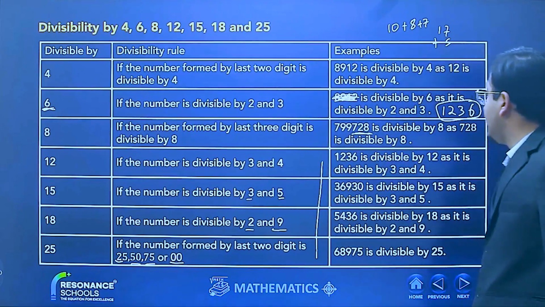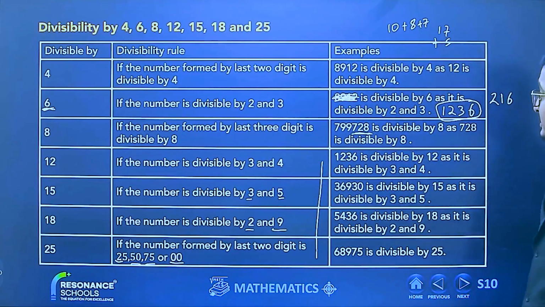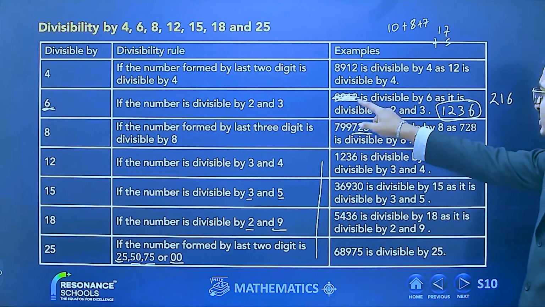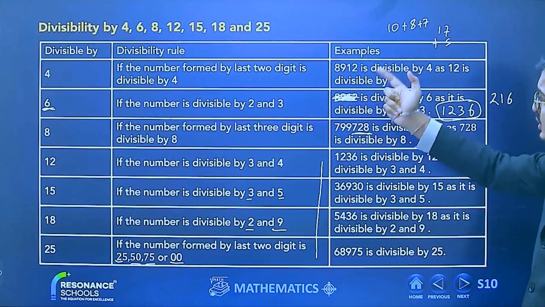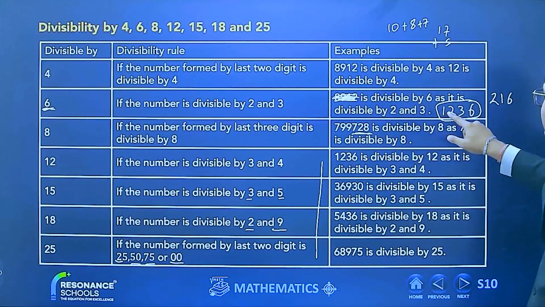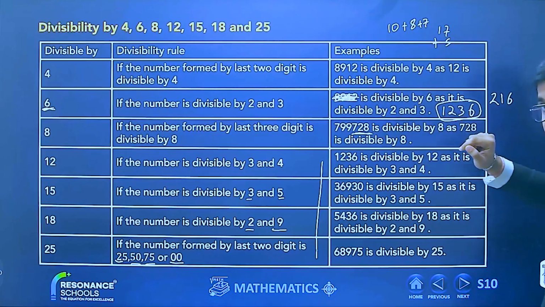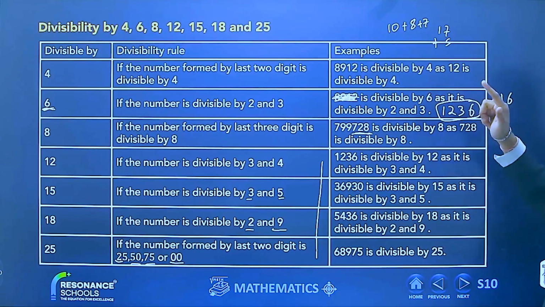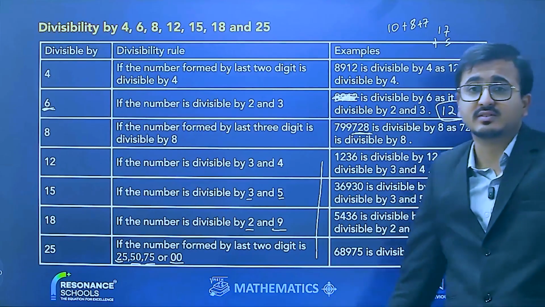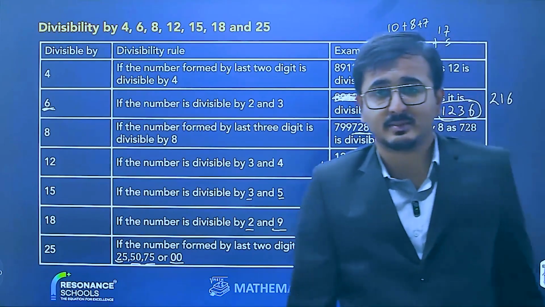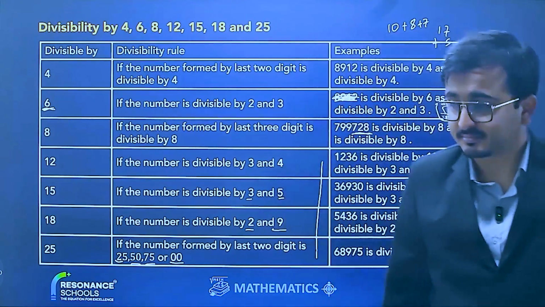For 6, I have made you interchange. Because there was some issue, as the sum of the digits was not divisible by 3, I gave you this example: 1, 2, 3, 6. The sum of the digits is 12, which is divisible by 3, and the last digit is an even number, so it is also divisible by 2, so it is divisible by 6.